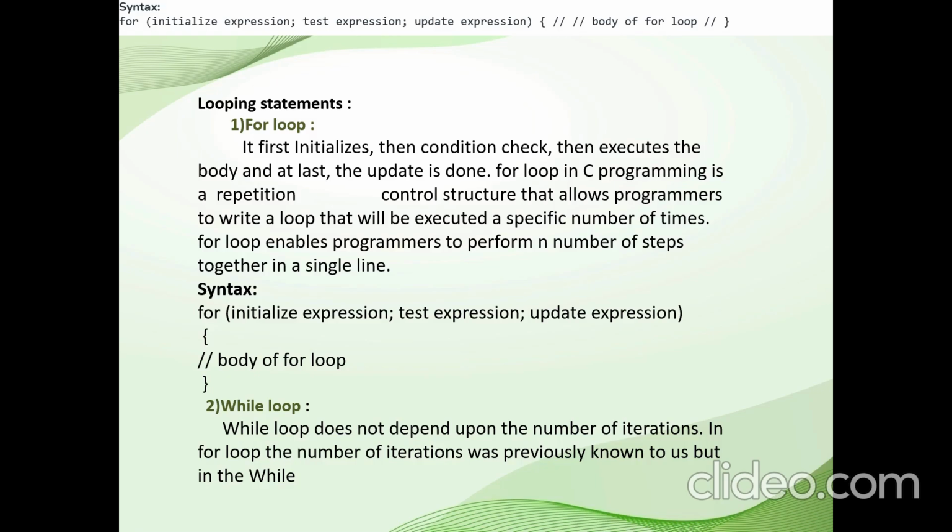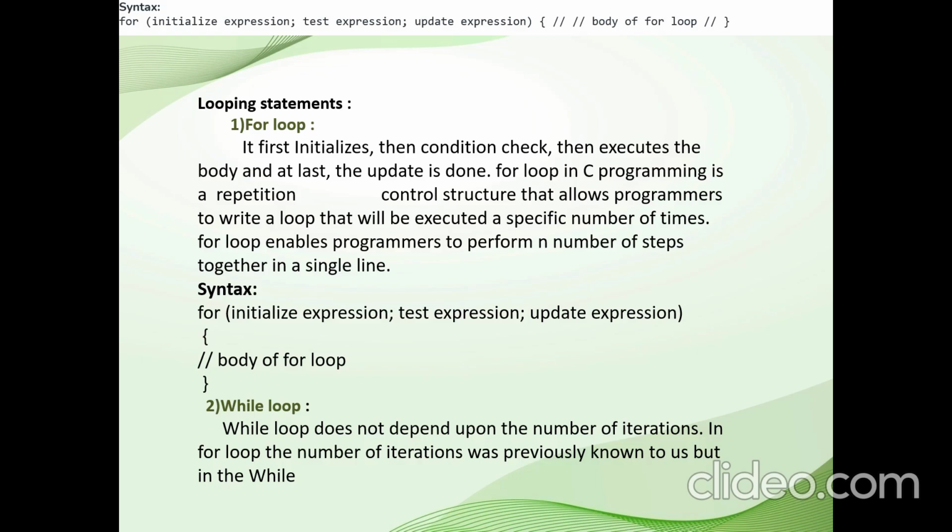For loop. The for loop first initializes, then it checks the condition, and after that it executes and then it is updated. A for loop in C programming is a repetition control structure that allows programmers to write a loop that will be executed a specific number of times. So here is the syntax of the for loop statement.